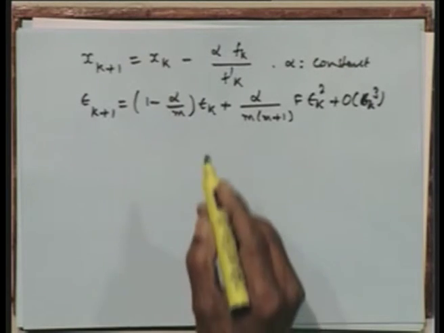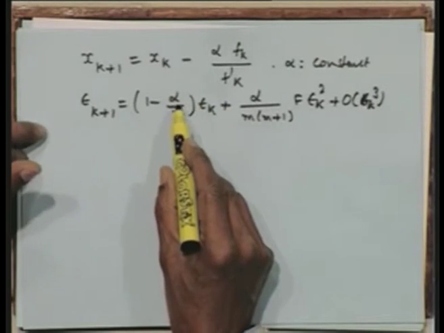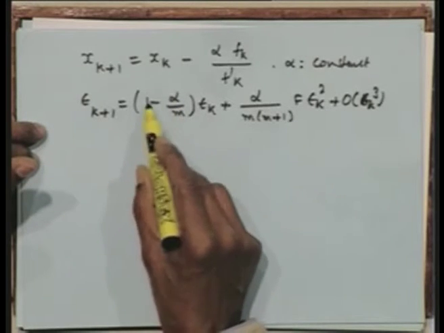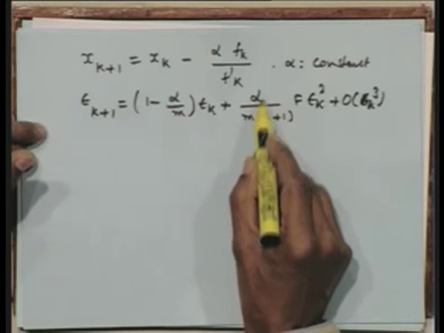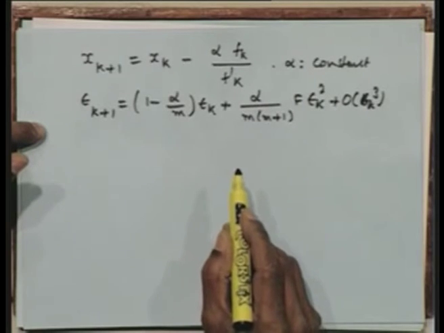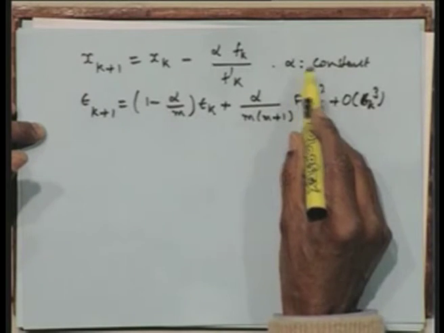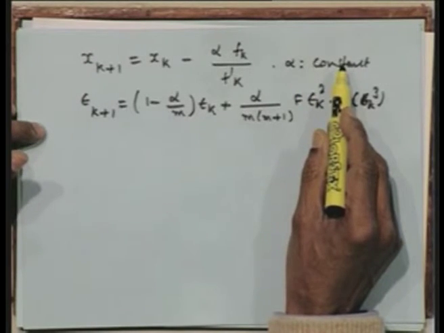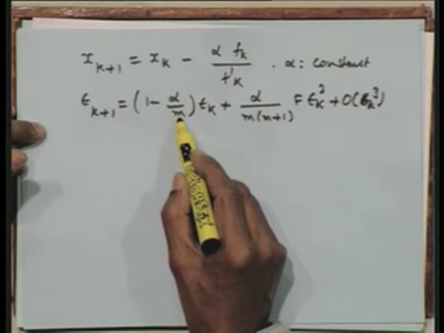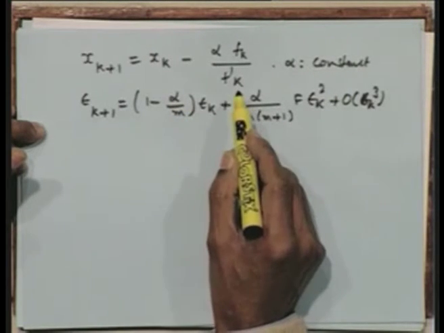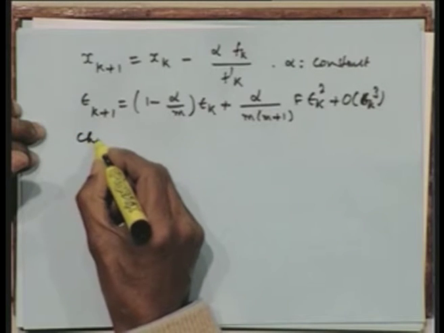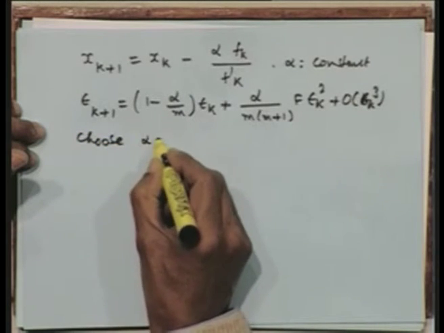Therefore, if I introduce this alpha over here, I am introducing an alpha in this bracket, 1 minus alpha by m, and I am multiplying here by alpha in this one. Now you can see that we started with alpha as a constant. If I now choose alpha equal to m, then epsilon k vanishes. Now we shall say: choose alpha equal to m.